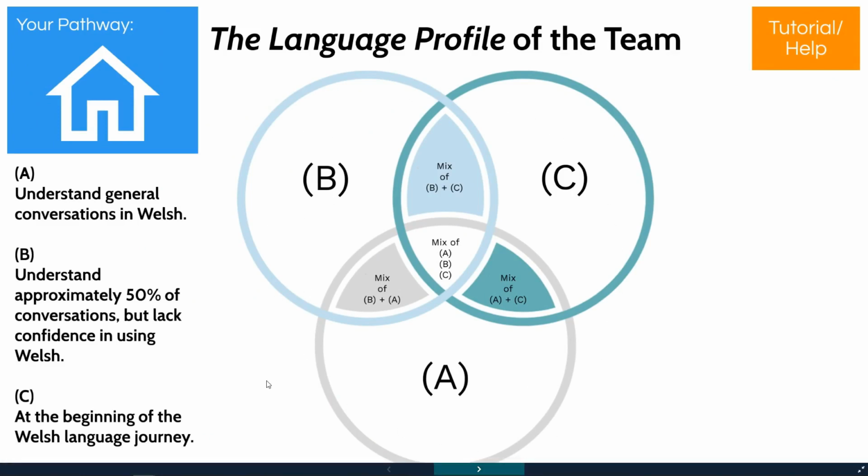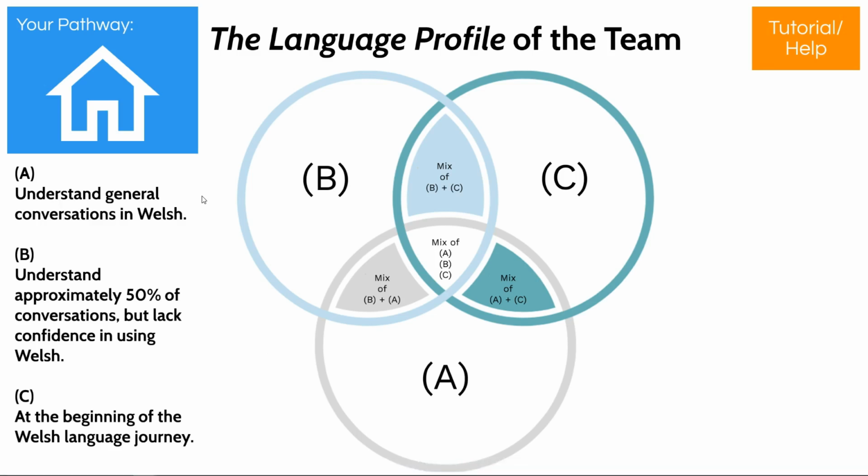This Venn diagram lets you choose the language profile that is most appropriate to the individual or team that will undertake the tasks. There is a description of each language profile on the left here. Therefore, the first step is to choose which language profile, or any mix of the language profiles, is most appropriate to the individual or teams that will undertake the tasks.